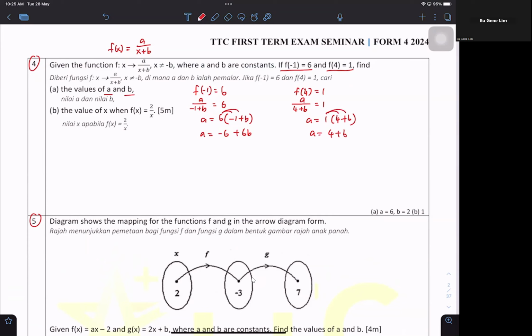Then how can you find the values of a and b? You see a, b. When you have two unknowns, two equations, what do you do? You do substitution. This is a equals to this, so sub into here. -6 plus 6b equals 4 plus b. From here, you will find out the value of b: 10 over 5, which is 2. Understand?